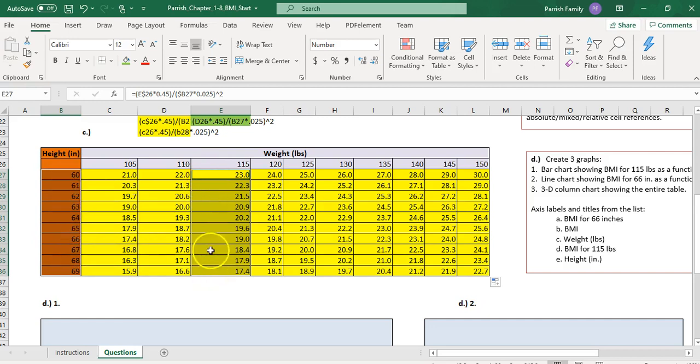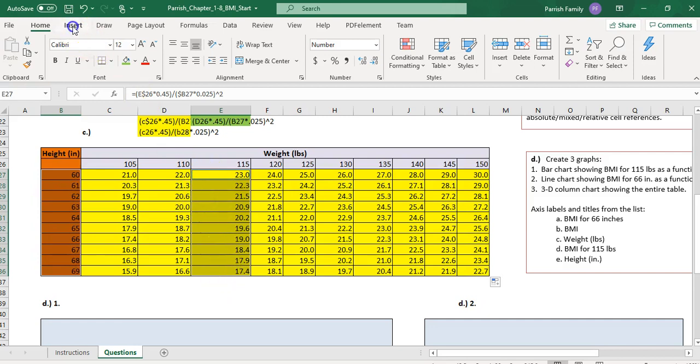Okay, so again, I'm going to show you how I did it. I clicked on the 60, I highlighted down, pressed down the Control button, and then pressed on the 23 and highlighted to 17.4. So I've highlighted B27 through B36 and E27 through E36.